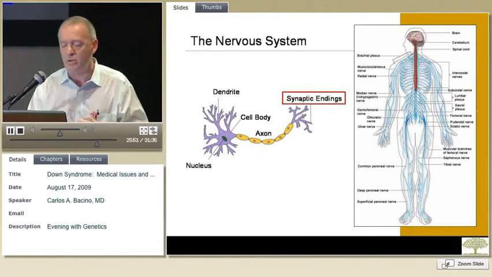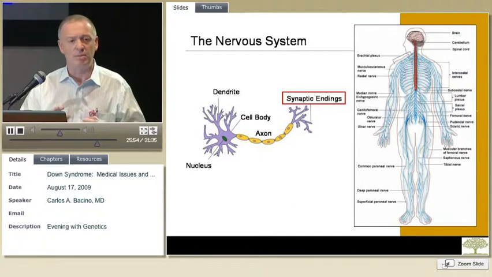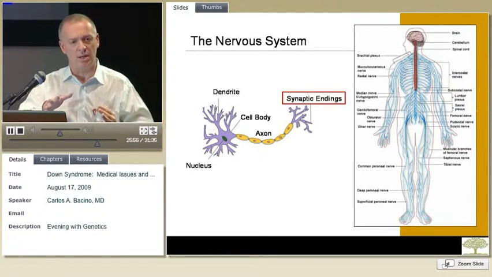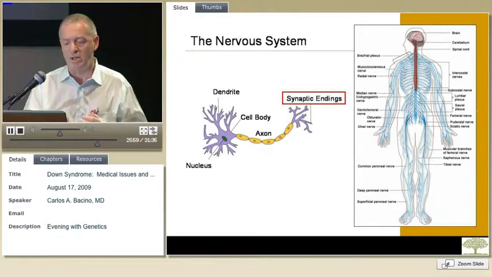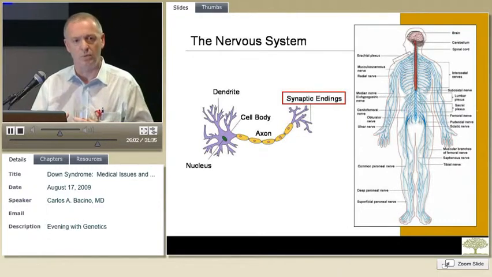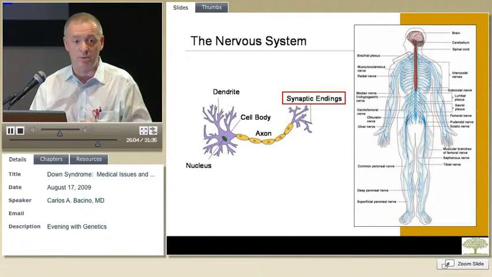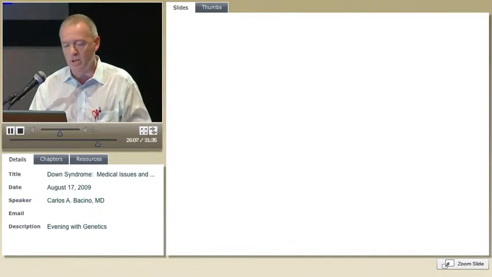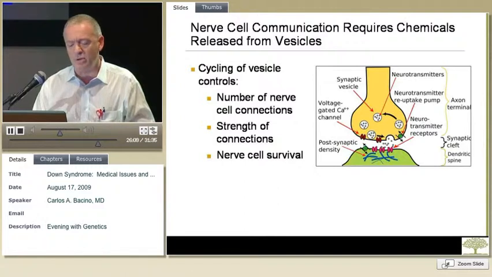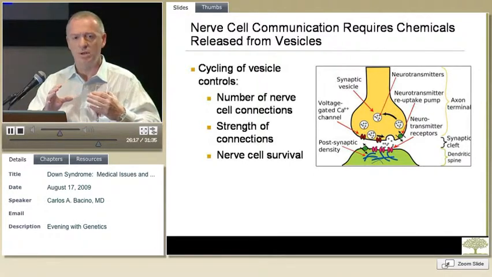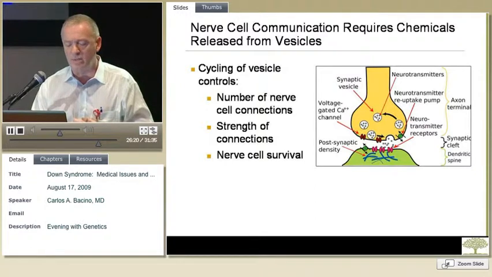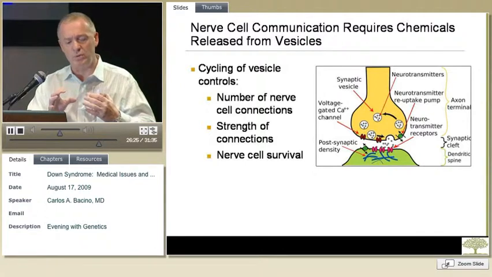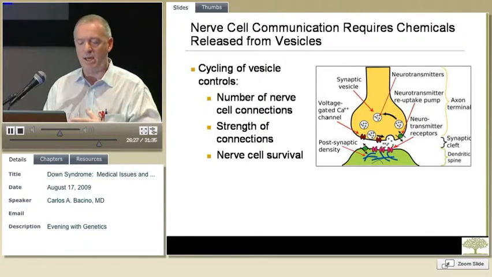And now we know that this connection and these synaptic endings, which are the areas where the cells are connecting with each other, may have a significant clue as to what's going on in Down syndrome and in many neurological disorders. So this is sort of a cartoon that shows you what these connections between the neurons are like, and this is something that is called the synapse.